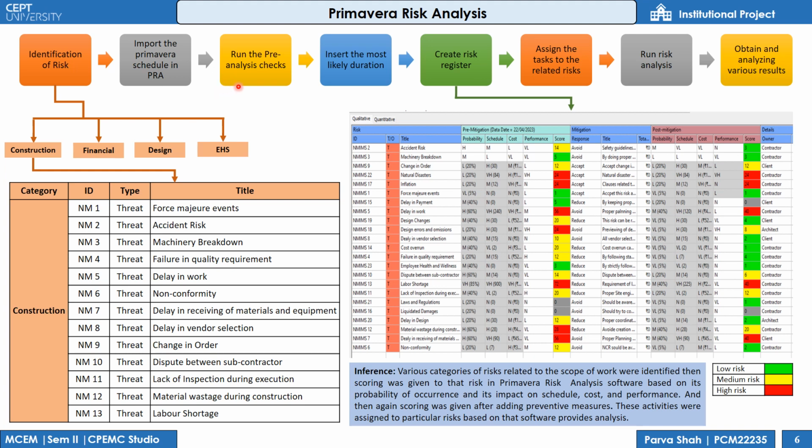After identifying the risk, we have to import the Primavera schedule into the software, then run some pre-analysis check and insert the most likely duration. After that, we have to create the risk register in the software as shown in this figure.